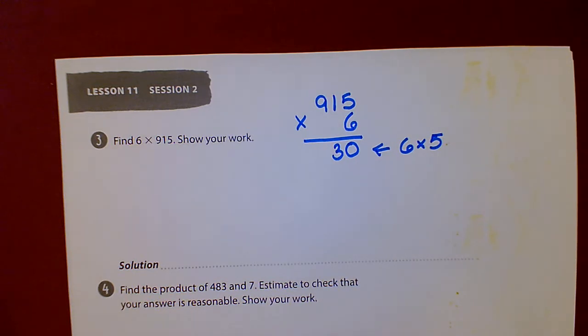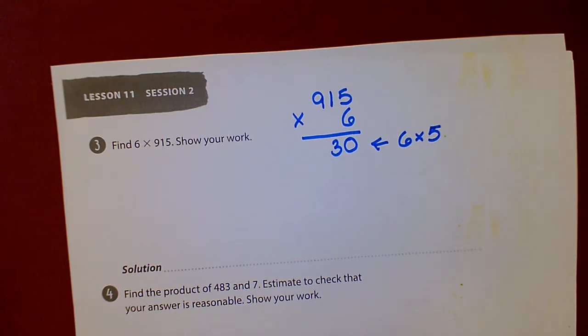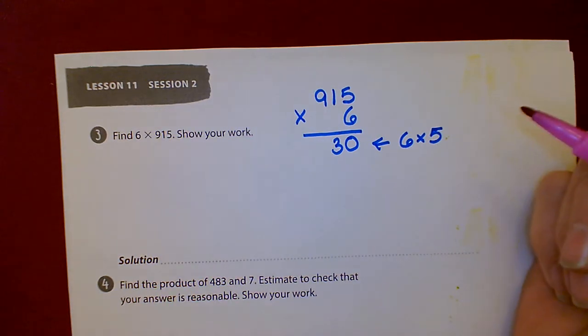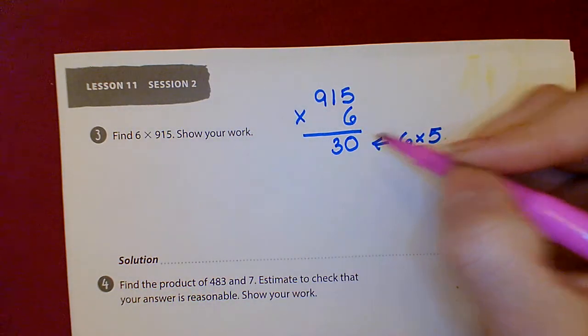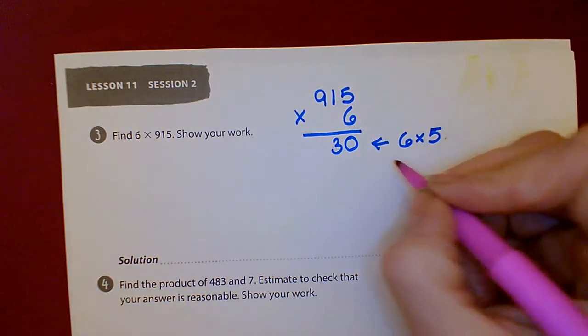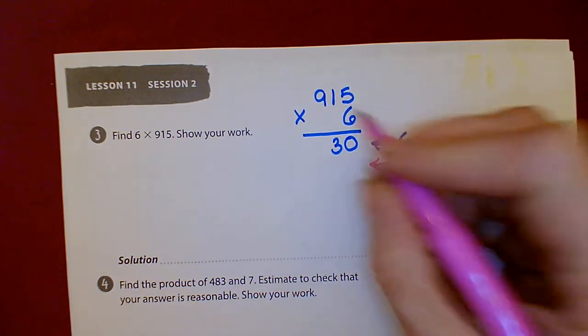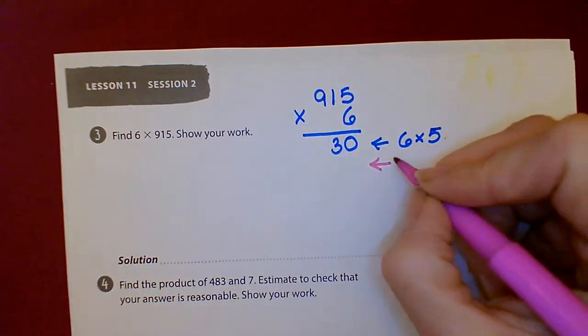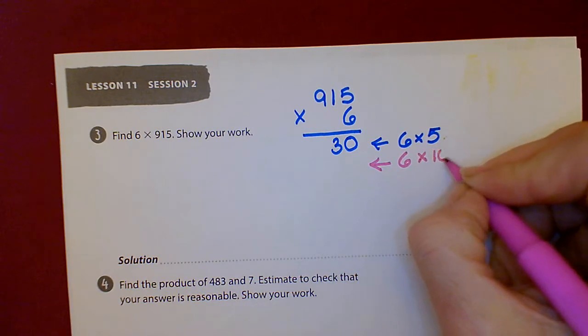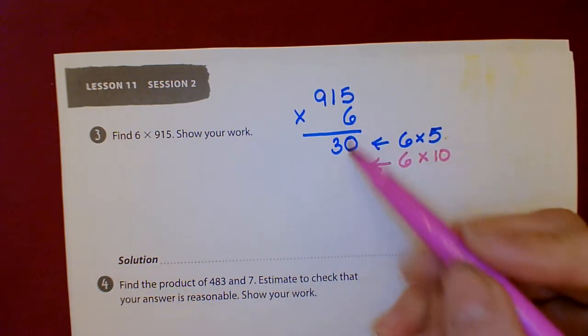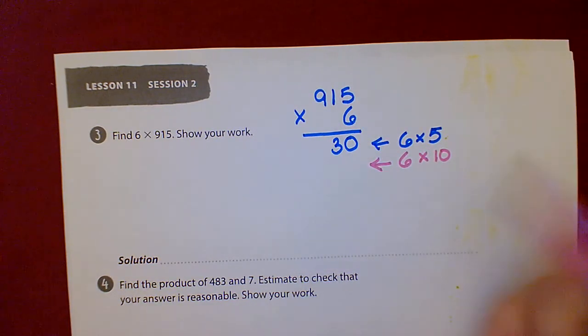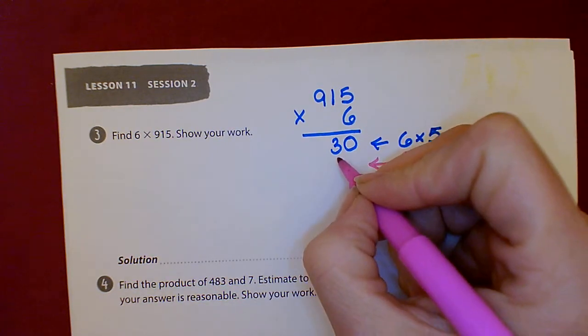And then next, we are going to do 6 times the tens. So we did 6 times the ones. Now we have to do 6 times the tens. How many tens do we have? We have 1 ten, which is the same thing as 10. So it's just 6 times 10. So we did 6 times 5 ones. Now we're doing 6 times 10. 6 times 10 is 60.